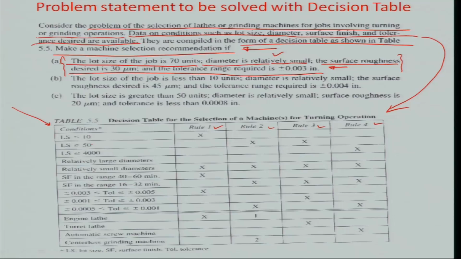The table says that if the lot size is, let us say, less than 10, and the shaft diameter being machined is relatively small, also the total tolerance is in the range of plus minus 0.003 to plus minus 0.005, and the surface finish is in the range of 40 to 60 microns, as represented here, then if all these conditions are obeyed, rule 1 follows, meaning the selection would be engine lathe.